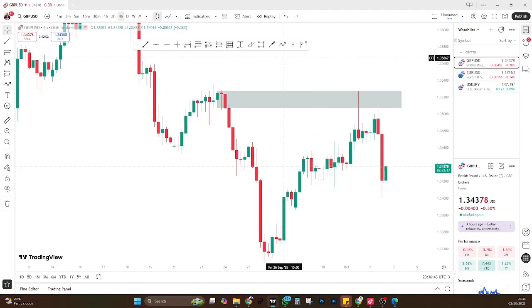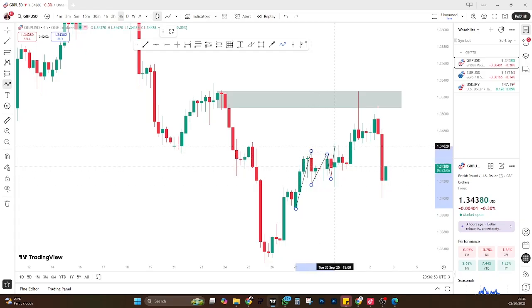Okay, let me delete that. The market is moving from down, up, down, up, down, up, down, up, something like that. So this is what we call efficient trading. Efficient trading is when the market is making a series of higher highs, higher lows, higher highs, higher lows.